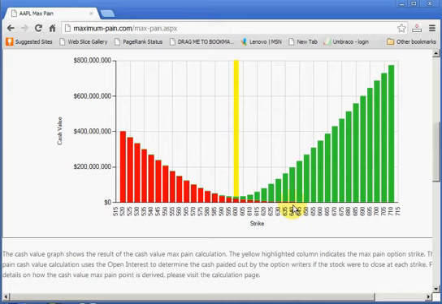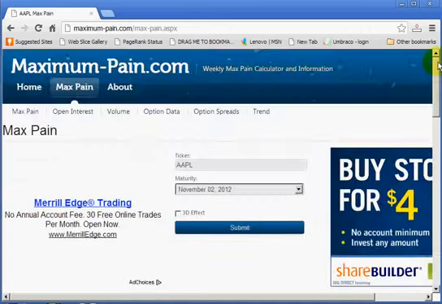And again, that's really due to the hedging activity and the act of rebalancing that hedge as we get very close to options expiration. And that's basically your definition of max pain, and you can find these graphs at MaximumPain.com.